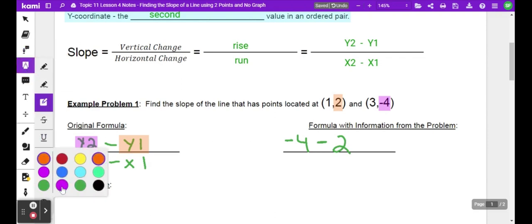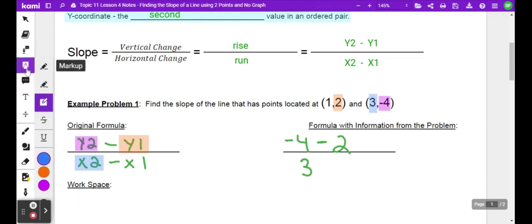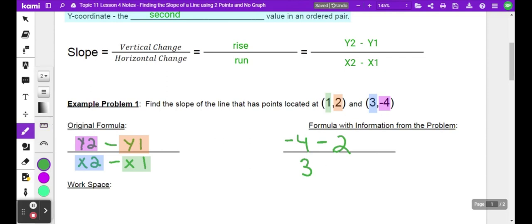x2, very similar, means I'm going to take the x coordinate from the second point. So the second point is (3, -4), and the x coordinate, which I'm going to put in blue to match up, is going to be 3. So on the denominator here, we have 3. And then x1 just means that I'm going to take the x coordinate from the first point, which in this case has a value of 1. So I'm going to substitute x1 out and put in 1.